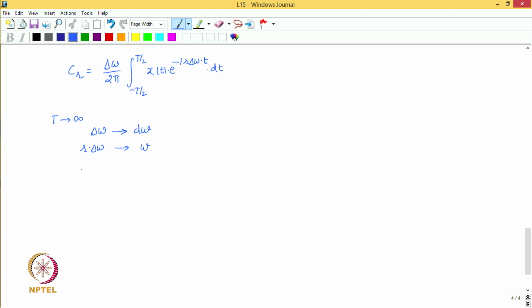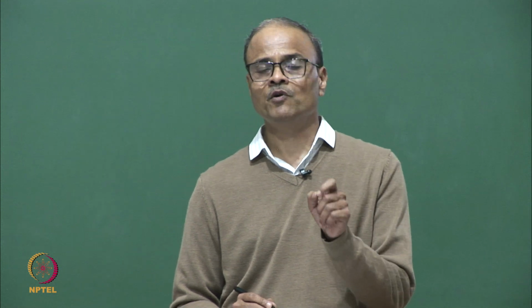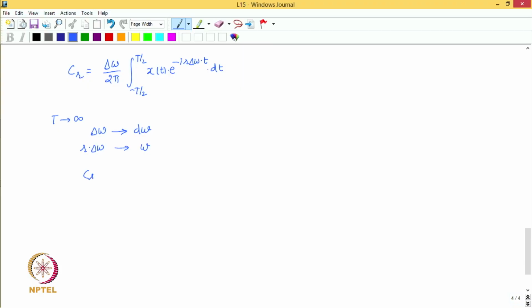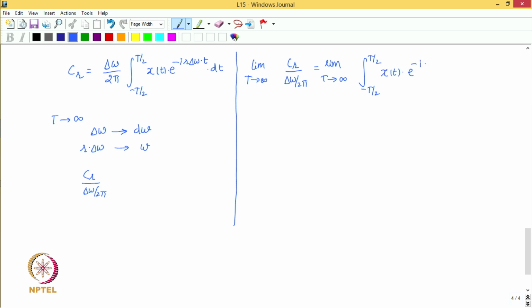And also the strength of the rth frequency component Cr becomes infinitesimally small, and since delta omega also becomes infinitesimally small, we then try to determine the limit of the quantity Cr upon delta omega upon 2 pi, right. So, we try to find the limit of this particular term instead of finding the limit of Cr alone, because that is anyway going to become infinitesimally small. So, now with this we can write the limit as limit T tending to infinity of the quantity Cr upon delta omega upon 2 pi, right, is equal to limit T tending to infinity integration from T by 2 to minus T by 2 x of t e to the power minus j r delta omega t dt, right.